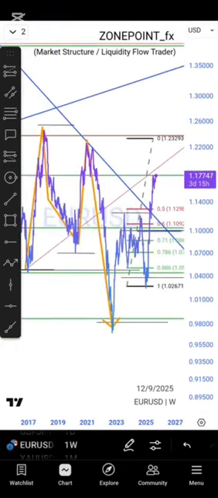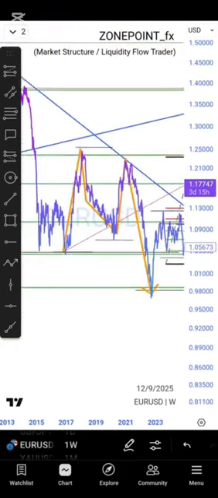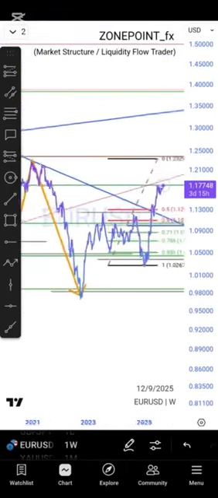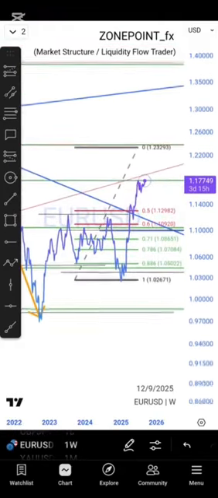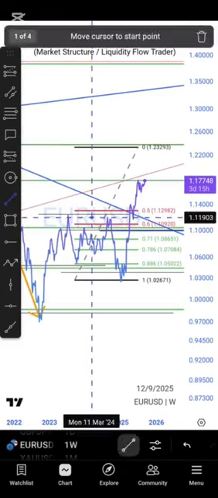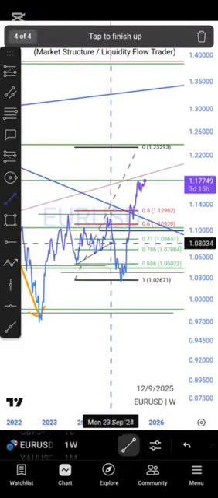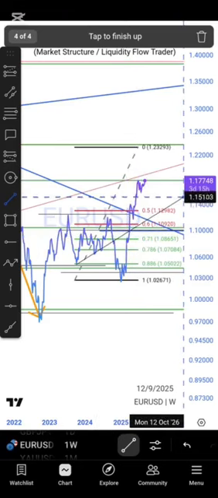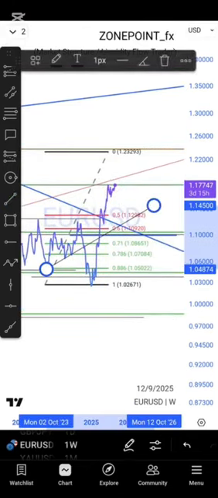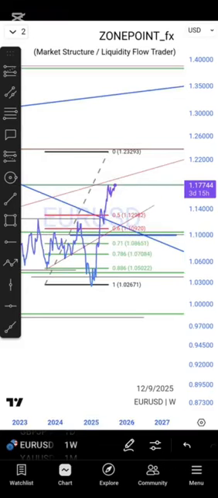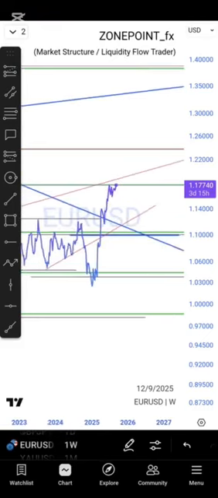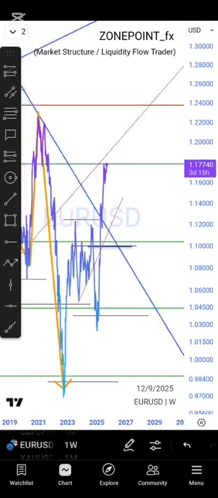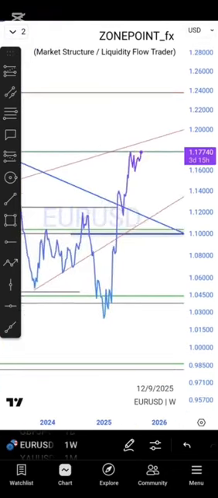So let's just draw a confirmation to back this up. A confirmation to back that up is this level here. This trend line level here. Because that is a what? That is a trend line. I'll be deleting this Fibonacci. So you can see that's a trend line.